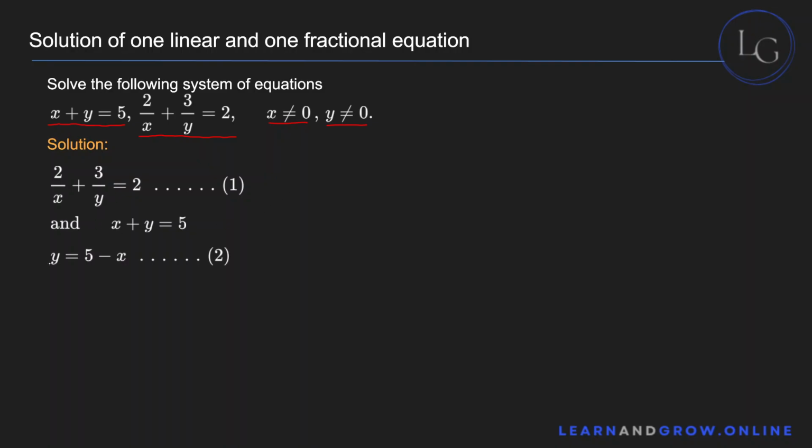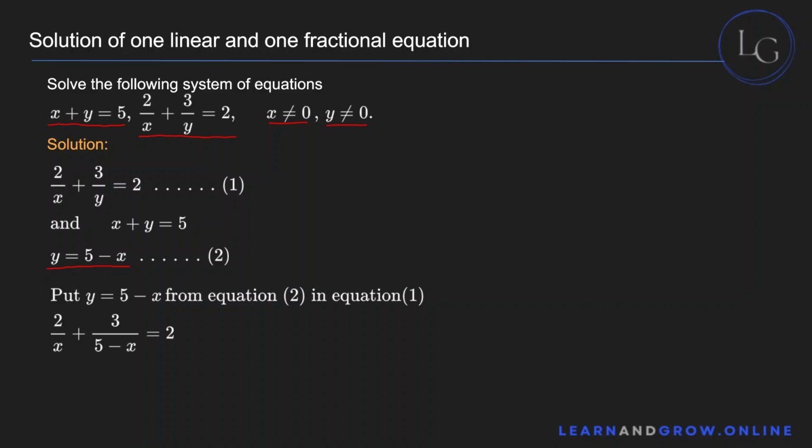We'll basically write this in terms of y. So basically y will now become a function of x, which is y is equal to 5 minus x. Now, put y is equal to 5 minus x in equation 1, this fractional equation. So replace every y in this equation with 5 minus x.